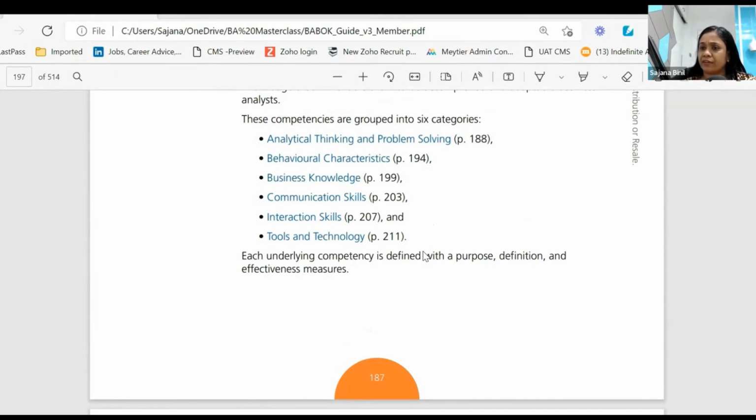Now tell me, what's your understanding of business knowledge, guys? What kind of business knowledge does a BA need to have? Yes, they're talking about the domain knowledge. So we all know as a functional BA, domain knowledge is crucial in our role.